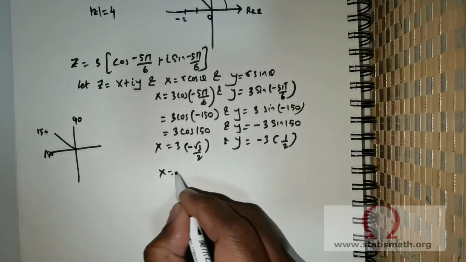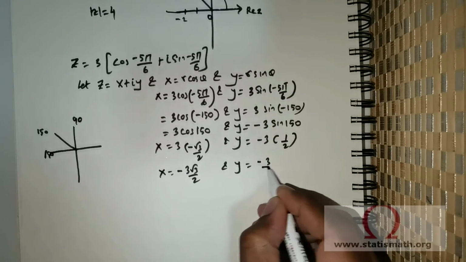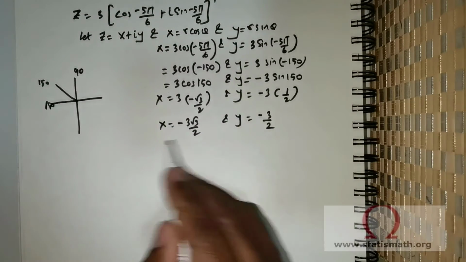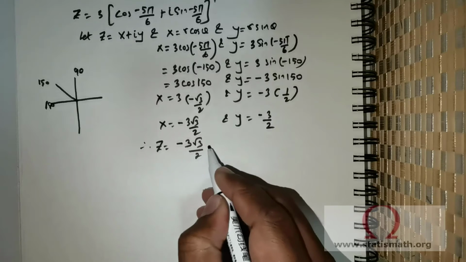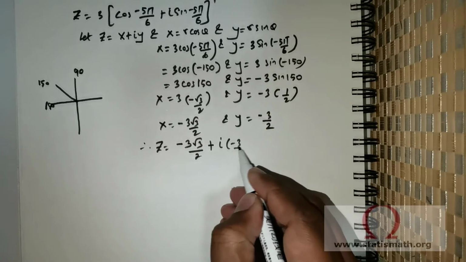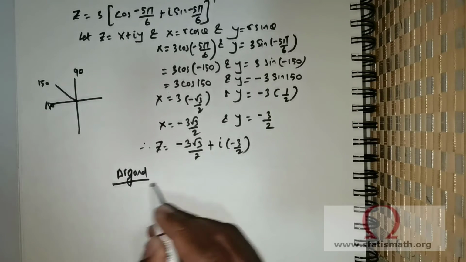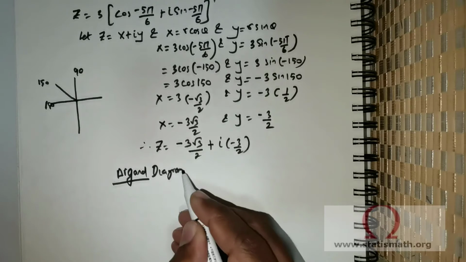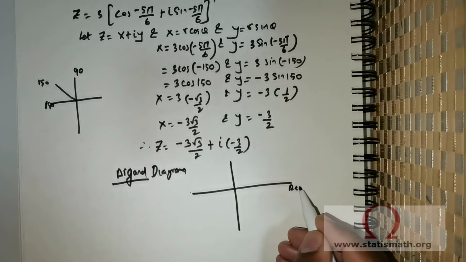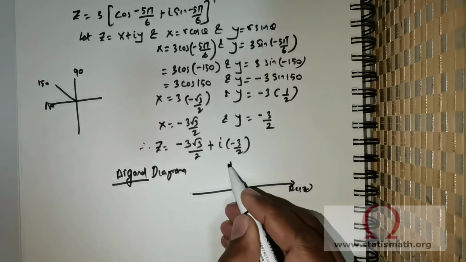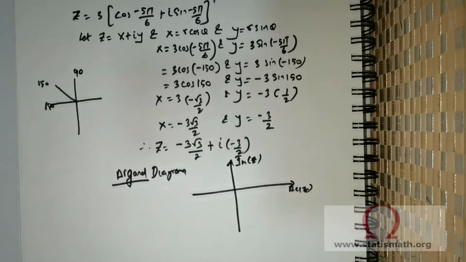So this would give me x to be negative 3 times root 3 over 2. This would give me y to be negative 3 over 2. So I've got these two values. Therefore the required complex number is going to be negative 3 times root 3 over 2 plus i times negative 3 over 2. Now if you were to use the Argand diagram to represent the complex number, then you will see that the x-axis is featuring on the left side of the real axis, or I would say the real part of the complex number.